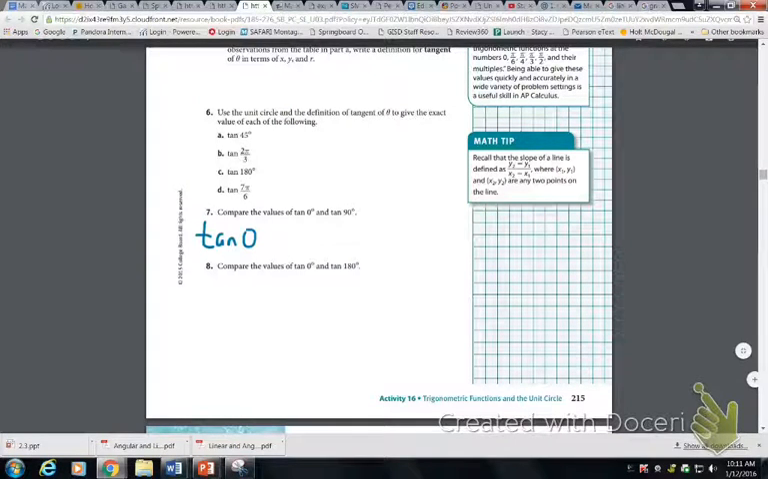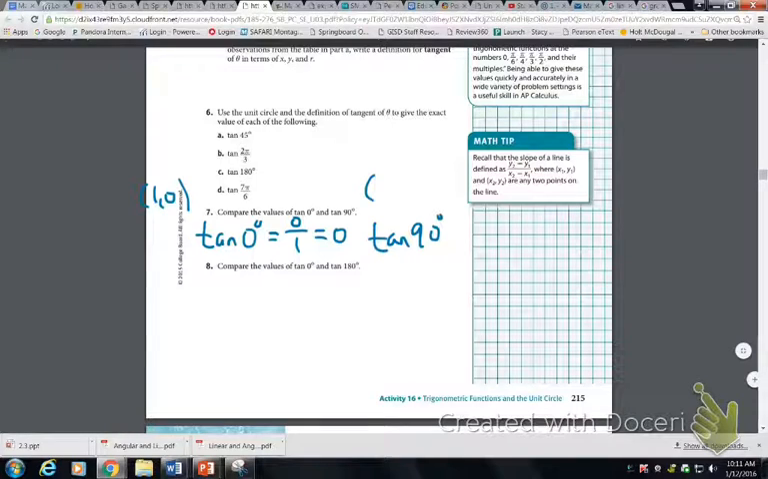Tangent of 0. What is your ordered pair that goes to 0? 1 and 0? So that ended up being 0 over 1, and 0 divided by 1 is 0. So tangent of 0 degrees is just 0. All right, now let's take the tangent of 90. What's the ordered pair that goes with tangent of 90?